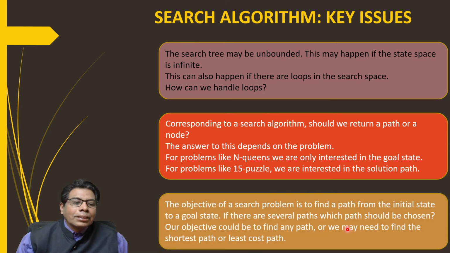And then last issue is, here the objective of search problem is to find the path from initial state to the goal state. So if there are several paths, now which path should we choose? Our objective could be to find any path, or we may need to find the shortest path or the least cost. That is nothing but the optimal path. So we have to consider these key issues in the search algorithm.